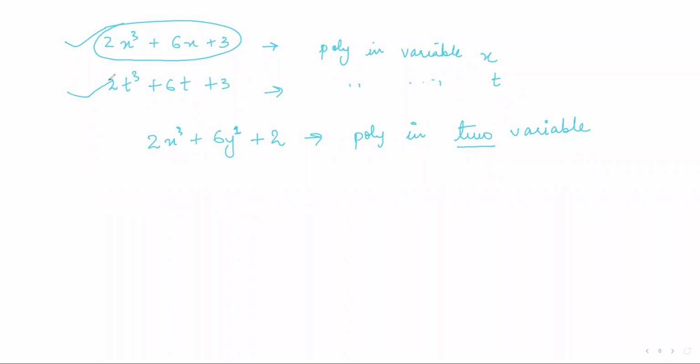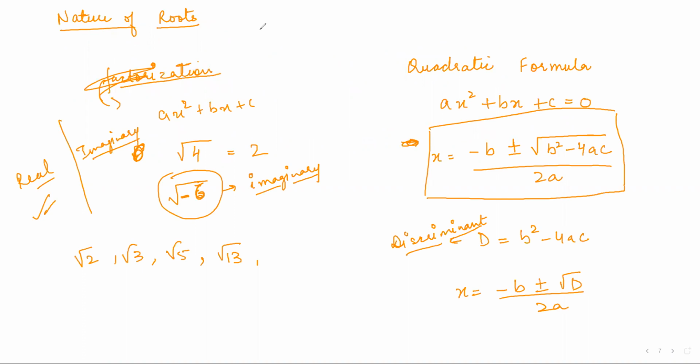Yeah, please open your book. Right, exercise 2.1 now. First question. Which of the following expressions are polynomials in one variable, and which are not?